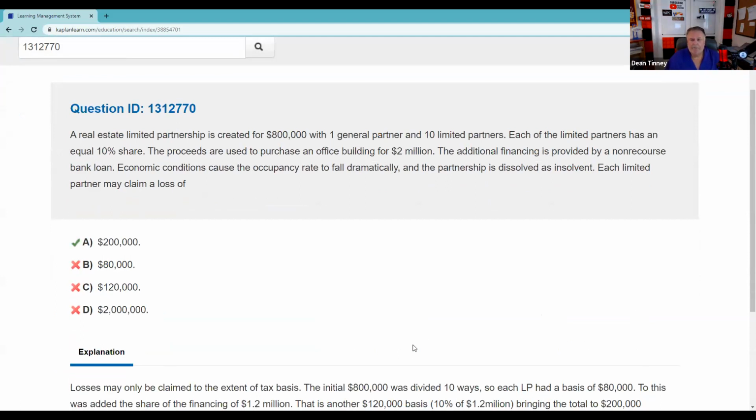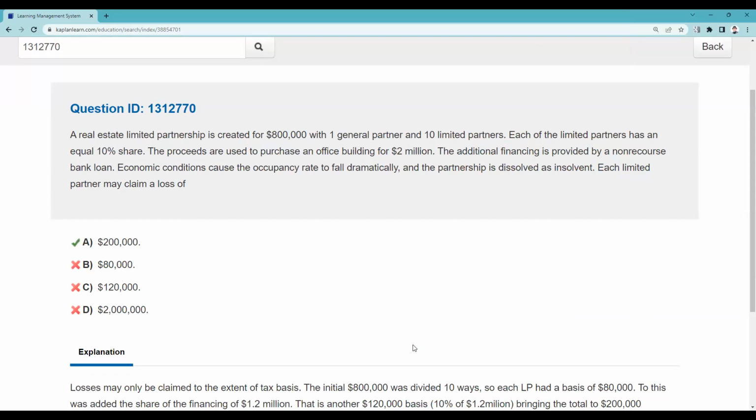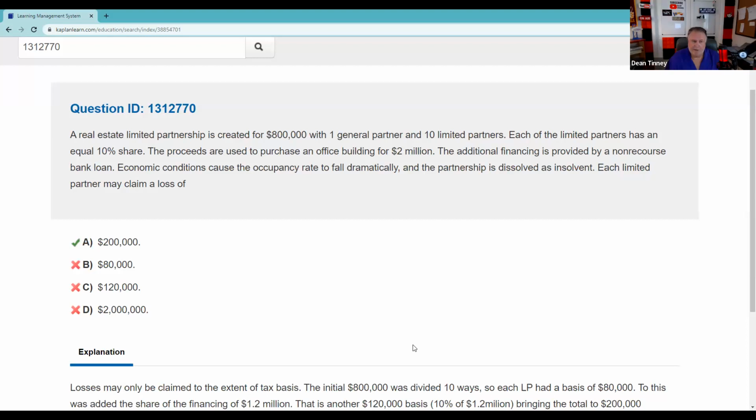Are you here, Wendy? So Wendy, as I told you, test prep vendors go way over on partnerships for tomorrow. This is way, way north of what you're going to have to do. But anyways, this is a limited partnership, so we raised $800,000. We should definitely know the difference between general partners and limited partners.